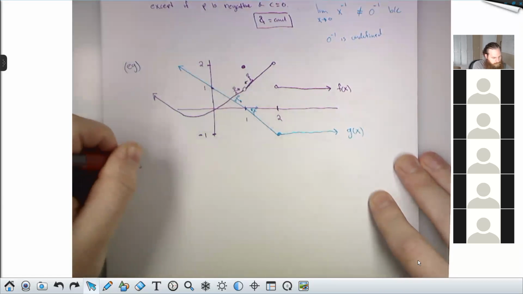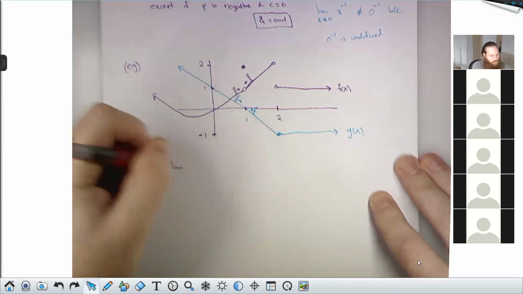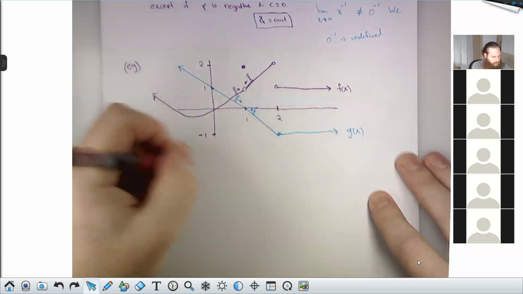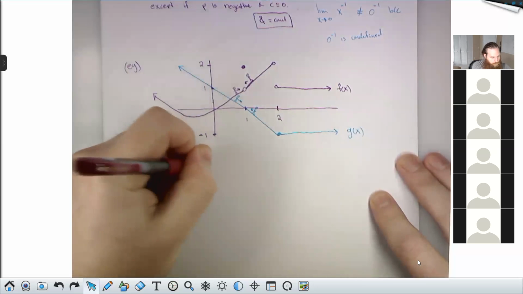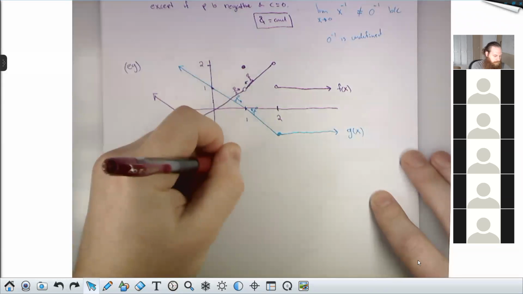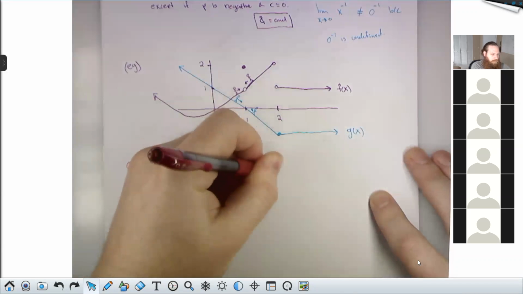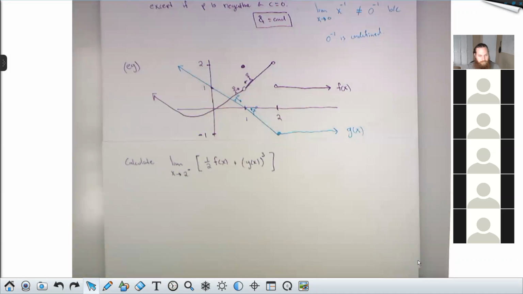Let's calculate the limit as x approaches 2 from the left of 1/2 f of x plus g of x all cubed. So there's a little bit more of a challenge here. We have this time a one-sided limit. And we also have this power over here that we need to deal with. But if we follow those 8 rules that I laid out just a second ago, everything will go just fine, I promise. So just trust the mathematics and we kind of turn the crank.